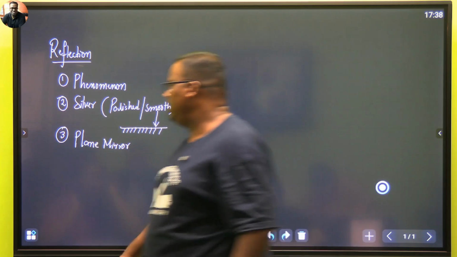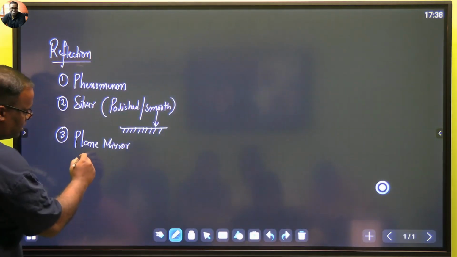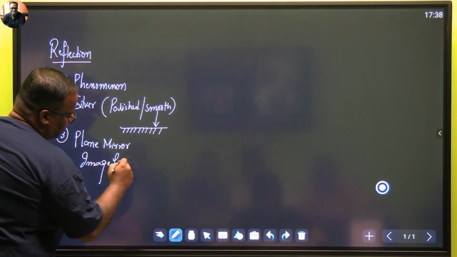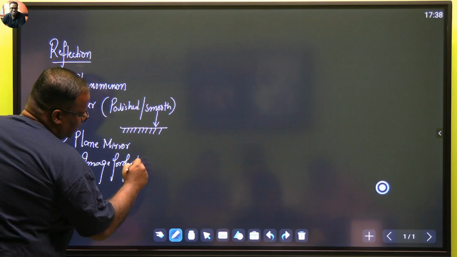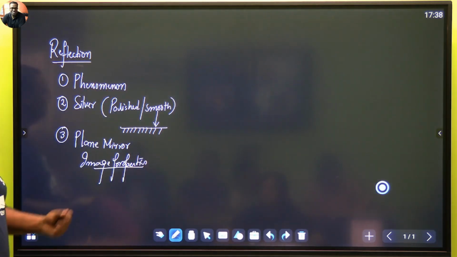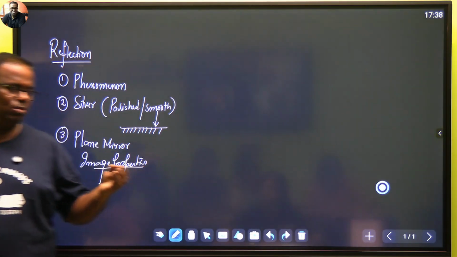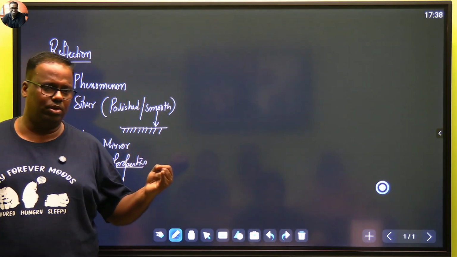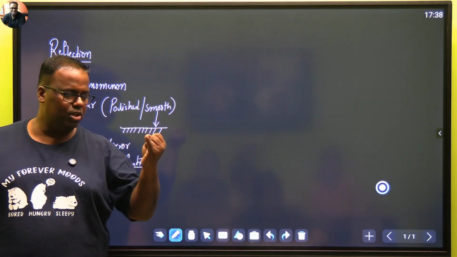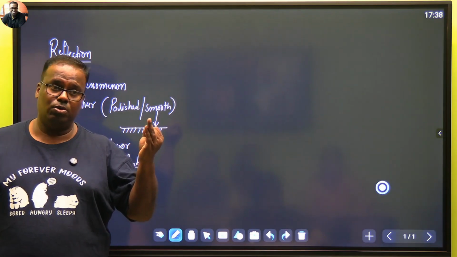So plane mirror, what is important for us to understand are the image properties. Usually we get 5 image properties in plane mirror from grade 8. Remember them. Number 1, object distance will always be equal to image distance. These are plane mirror, okay? Object distance will be equal to image distance. Video is getting recorded, so don't worry. Object height will be equal to image height.